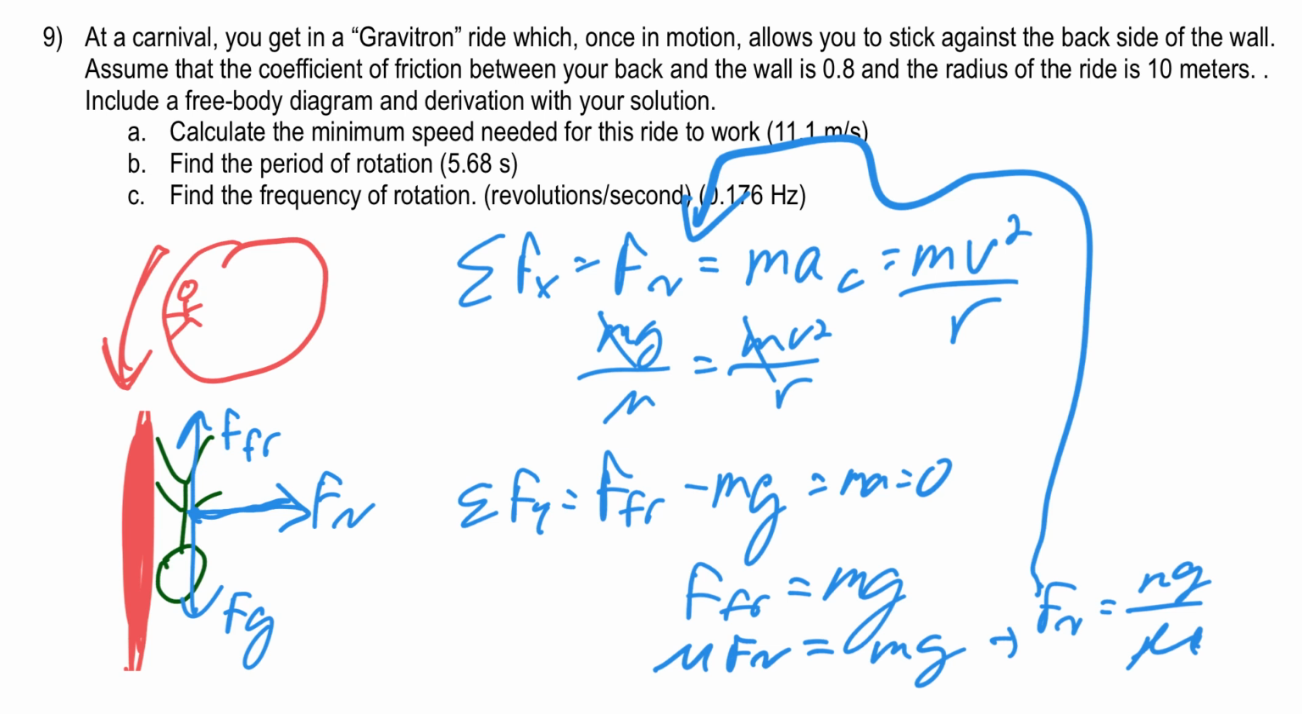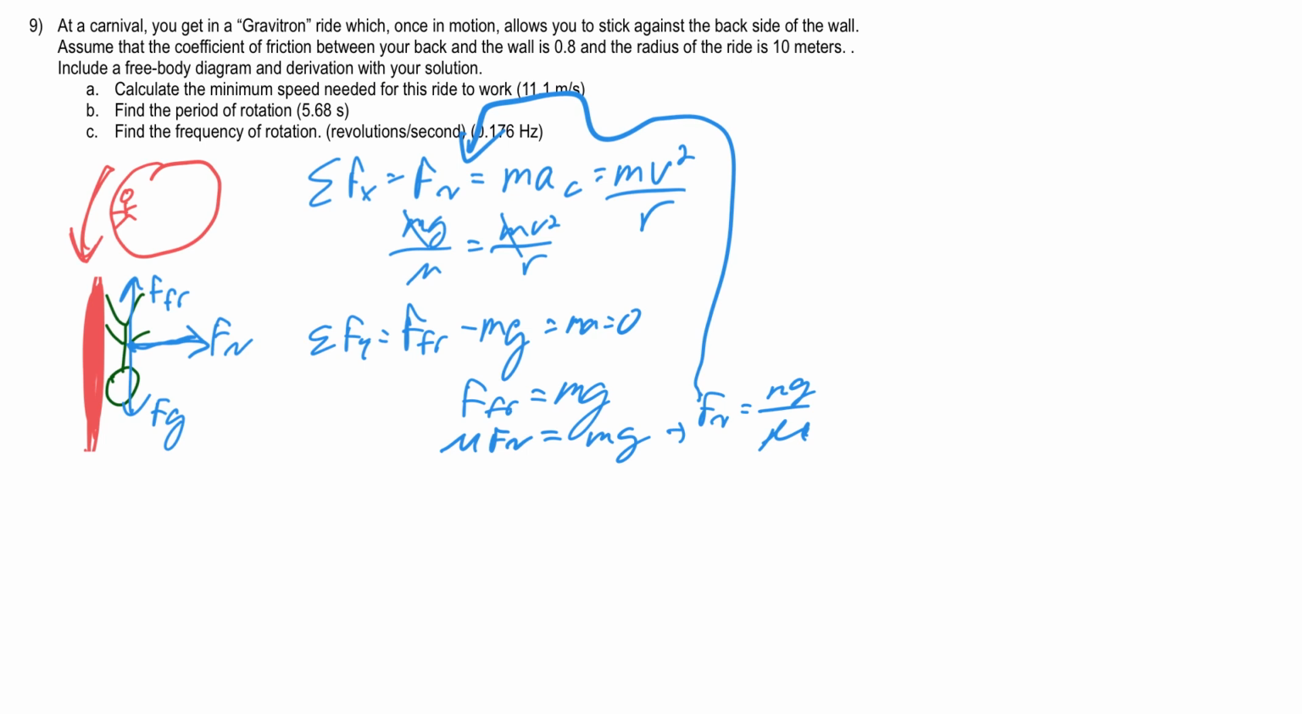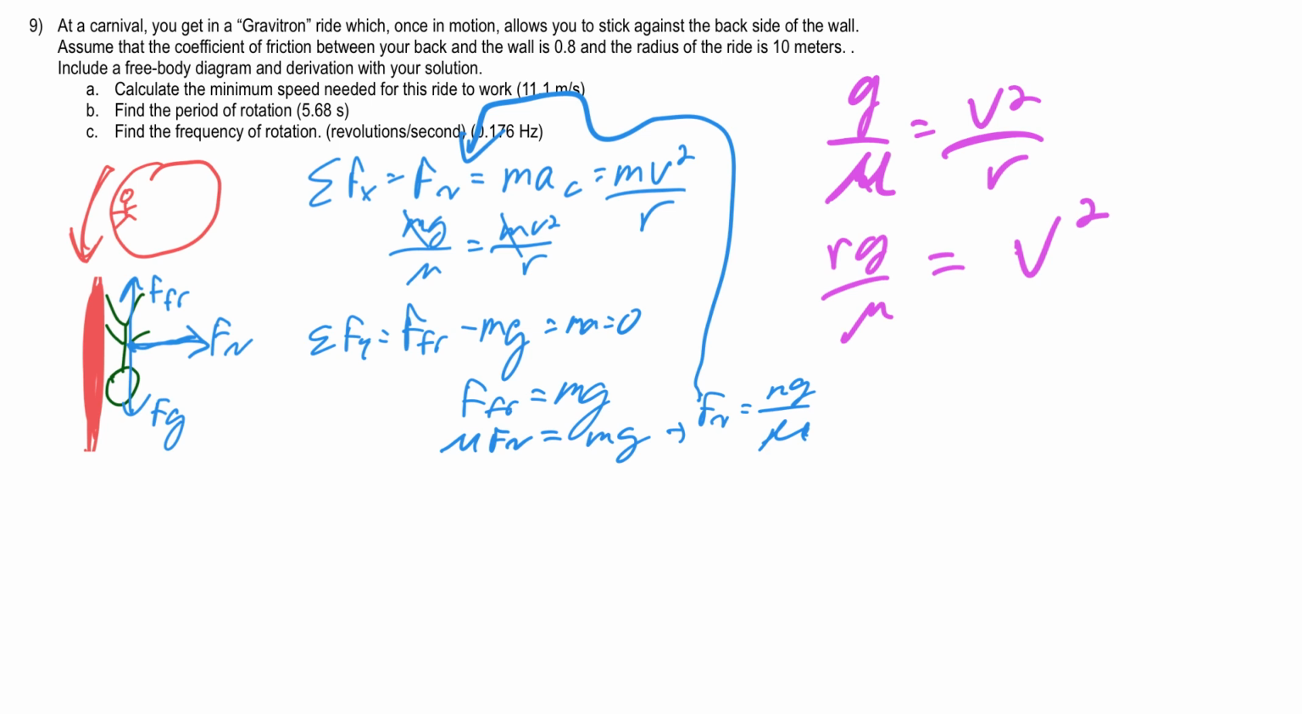All right, and so now we'll just solve for v. Sorry, not r, we're solving for v, right? This thing's kind of messy. Let's shrink this over and just rewrite this in the corner. So this is going to be g over mu equals v squared over r. Now we can just solve for v. So v squared equals rg over mu, and then the square root of rg over mu equals v.